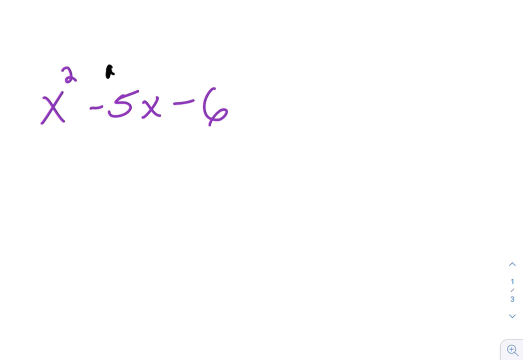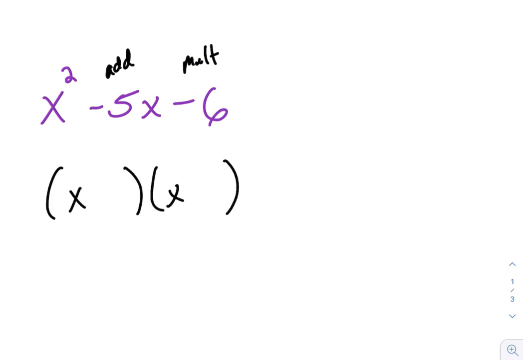All right, so same thing. I'm going to be adding to a negative 5, multiplying to a negative 6. I know I'm going to have two binomials as an answer. They're going to start with x because a equals 1. And I'm going to have my table. I'm multiplying to a negative, so I'm going to have a positive and a negative. And I'm adding to a negative, so I know the bigger number is going to be negative in this case. And so I make a little note to myself.